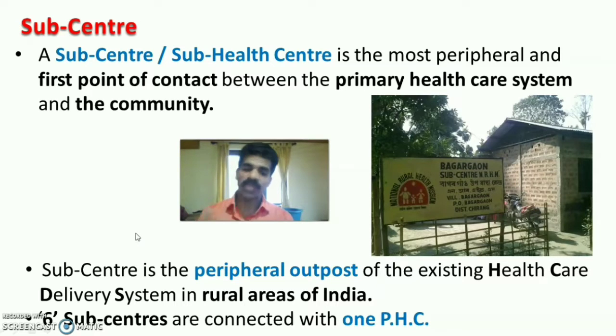It is the most peripheral outpost, meaning institution, health center, of the existing healthcare delivery system in the rural area of India. So in rural areas, the Government of India renders healthcare delivery services through the peripheral outpost. That outpost or institution is called a subcenter. Then 6 subcenters are connected to one PHC, or one primary health center covers 6 subcenters.